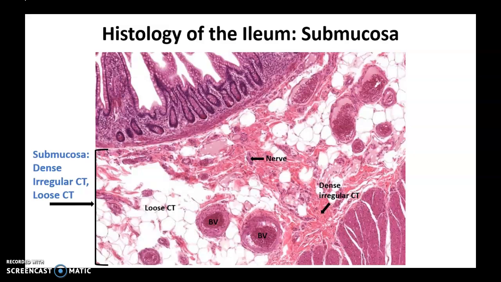Alright, moving on to the submucosa. As you can see, the submucosa has a lot of stuff. We can clearly see some dense irregular connective tissue and also some loose adipose connective tissue here. I have labeled a couple of blood vessels for you, and also we see nerves here. The submucosa is the cementing material between the mucosa and the underlying muscularis layer.